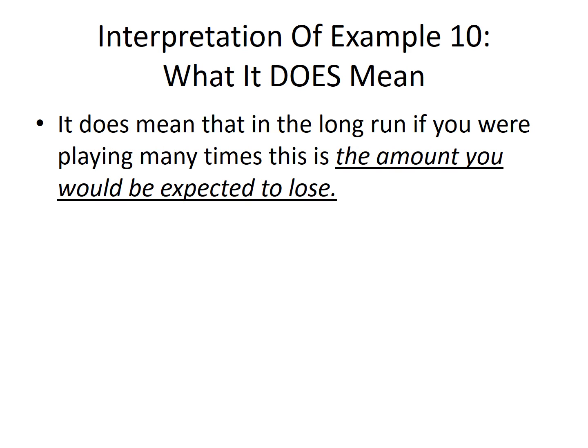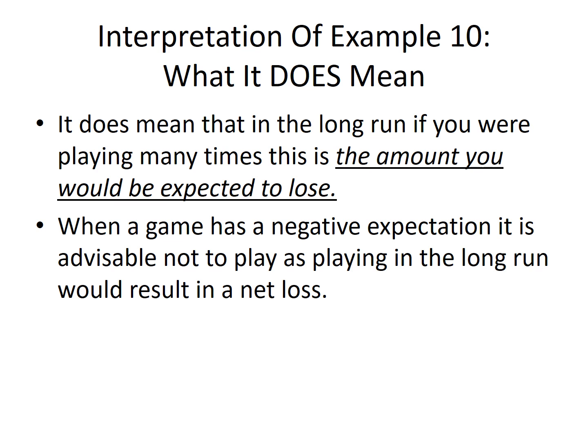So what does this mean for this example? It does mean that in the long run, if you were playing many times, this is the amount that you would be expected to lose. In other words, you would be expected to lose after many, many times of playing about $0.89 or about 90 cents. When a game has a negative expectation, it is advisable not to play, as playing in the long run would result in a net loss.